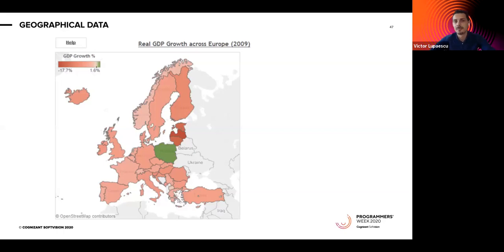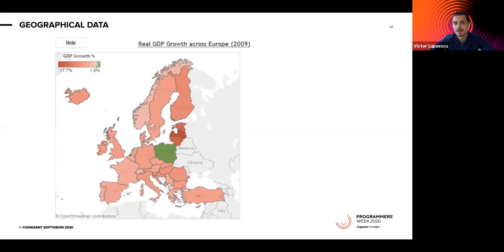Here I see the GDP growth across Europe in 2009, which wasn't actually a growth, it was a negative growth. It was the economic crisis again. I can see that Poland actually had a growth, the other countries didn't. One trick with this is the usage of colors, so make sure you use colors that make sense.